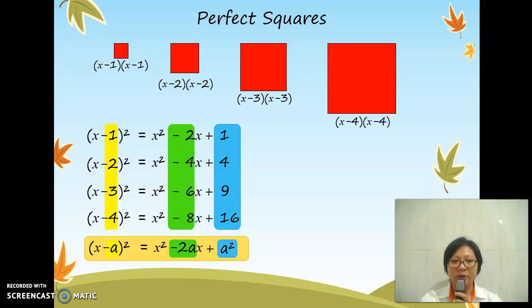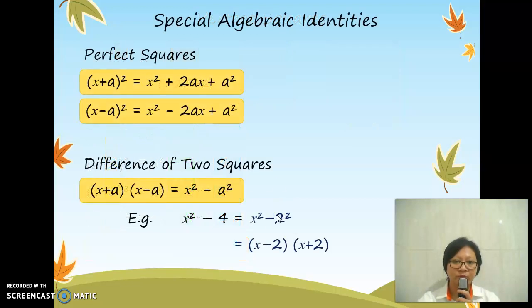Now we have the formula of the algebraic perfect squares. The perfect squares, x plus a squared and x minus a squared, are known as special algebraic identities. And not only these two, there is another special algebraic identity.